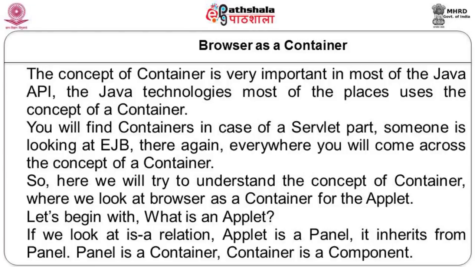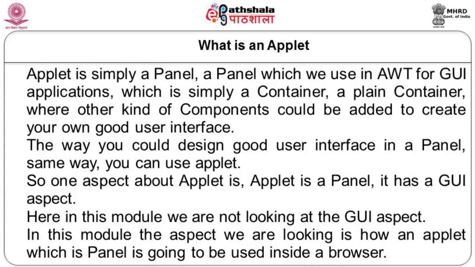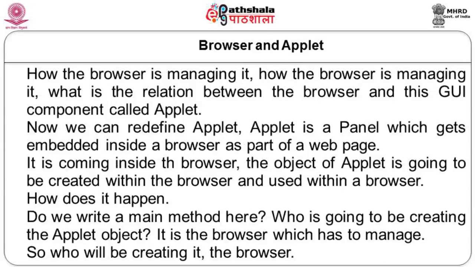So let's begin this discussion with: what is an applet? If I look at the is-a relation, the class inheritance in the API, I find an applet is a panel. It inherits from Panel. Panel is a container. Container is a component. So an applet is nothing but a panel, the panel which we use in AWT for GUI applications, which is simply a container.